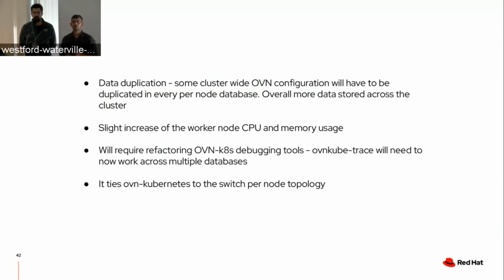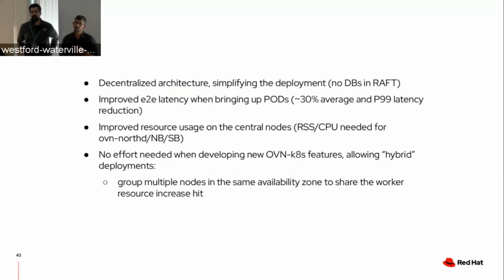Okay, I think we are running out of time. We also tried to switch the per node topology. Right now, OVN Kubernetes has a logical switch for every node. Now we are tied to that topology, and if you want a different implementation, it might be hard. Some of the pros are that there is a decentralized architecture, we don't have to use Raft now, there is an increased end-to-end latency, and the ovn-northd resources have come down a bit.